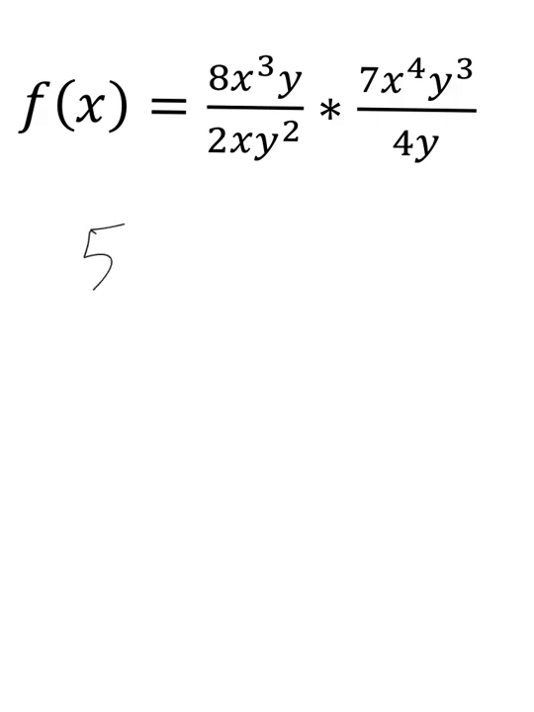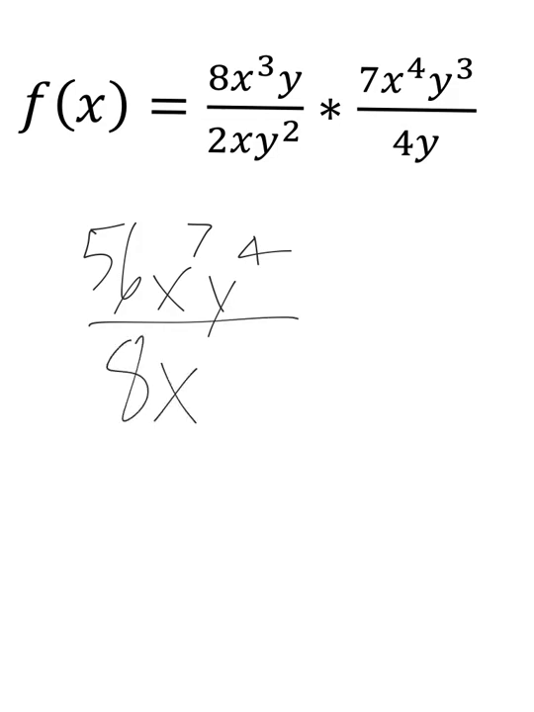So 8 times 7 is 56. And then add your exponents. X to the third times x to the fourth is 3 plus 4, that's 7. Y to the first times y to the third, 1 plus 3 is 4. Over 2 times 4 is 8. You have an x not multiplying times anything, but y squared times y is y to the third.